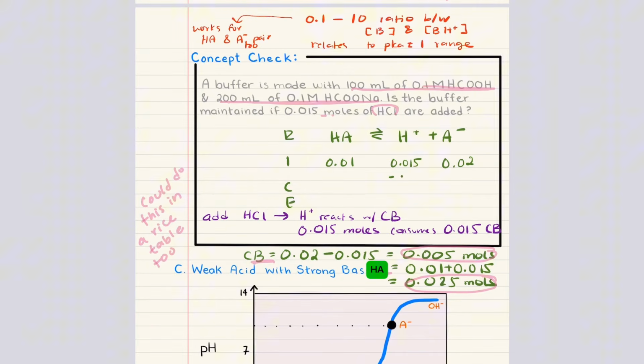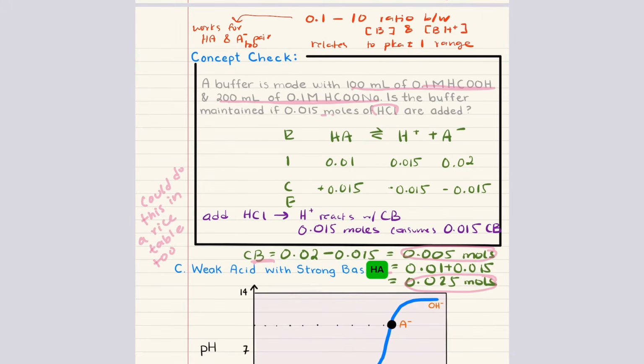It also helps to check whether we're still in the effective operating window. After the addition, the base to acid ratio is 0.005 to 0.025, which is equal to 0.2. That sits comfortably between 0.1 and 10, which corresponds via the Henderson-Hasselbalch relationship to pH within about a pKa plus or minus 1. So in other words, the buffer action is still effective.